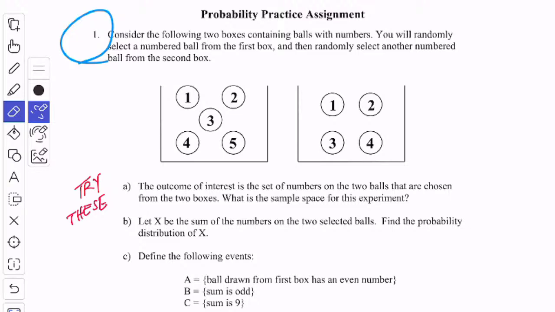All right, how's it going? Did you get a start on it? Questions?